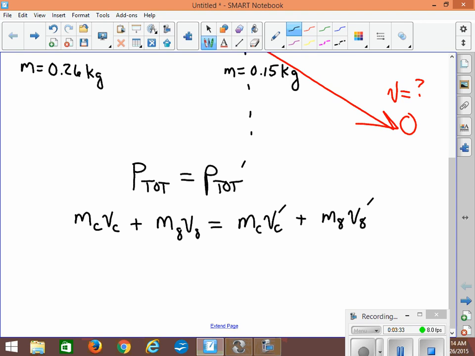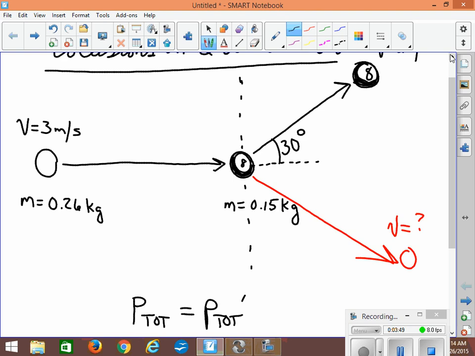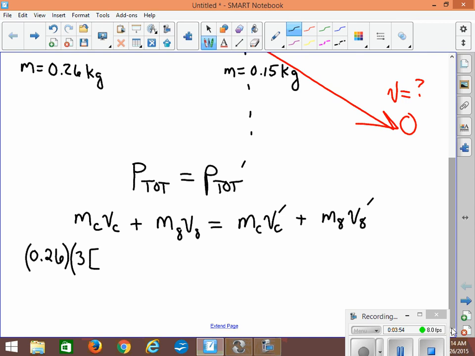So the cue ball would be 0.26, and its initial velocity is 3 meters per second. And I'm going to give it a direction. I'm going to assign standard directions so that this direction for the cue ball will be 0 degrees to the right. So I'll put the direction of the cue ball as 0 degrees in there, because the directions are very important. And then the 8 ball has a mass of 0.15, but initially it's staying still, so it has a velocity of 0.